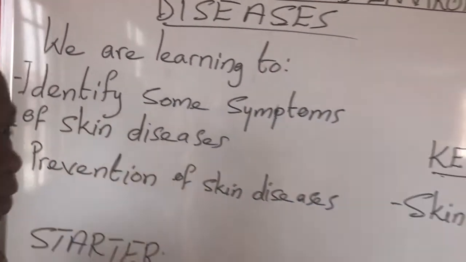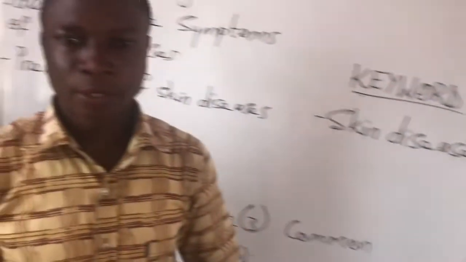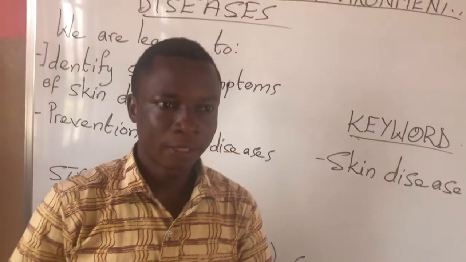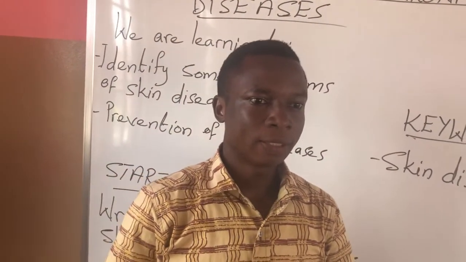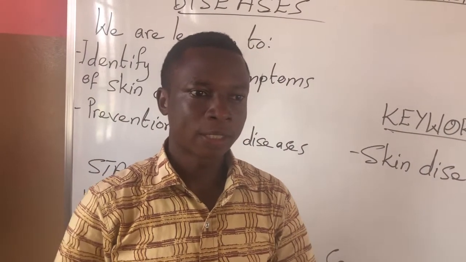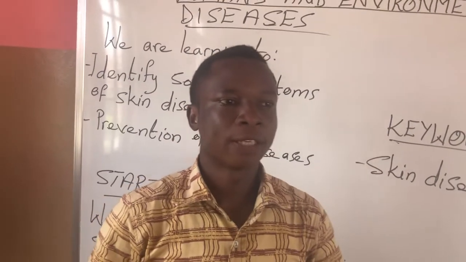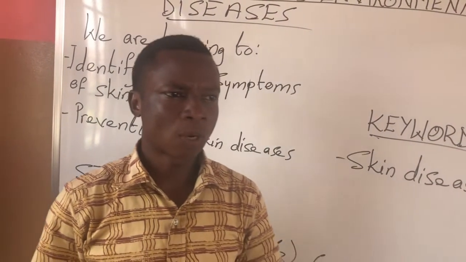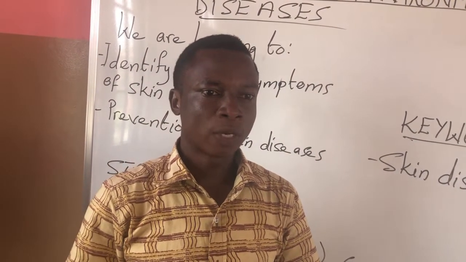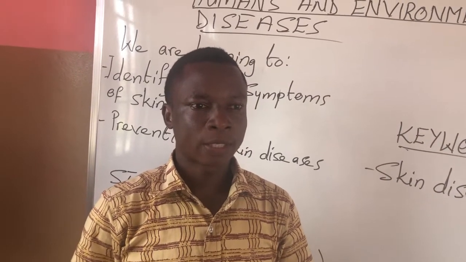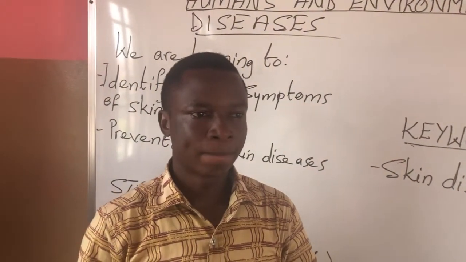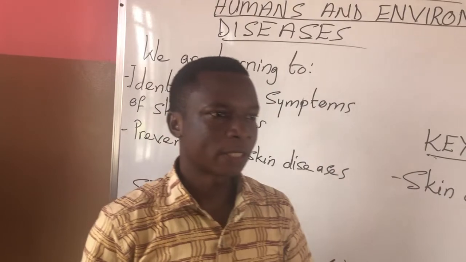In our previous lesson, we learned about skin diseases. We said they are illnesses that affect the skin. We also looked at some common skin diseases. We mentioned rashes, ringworm, measles, eczema, and a lot more. We went ahead looking at the causes of some of these skin diseases.